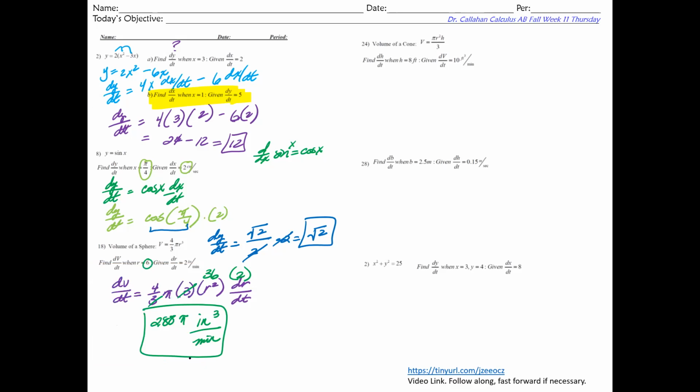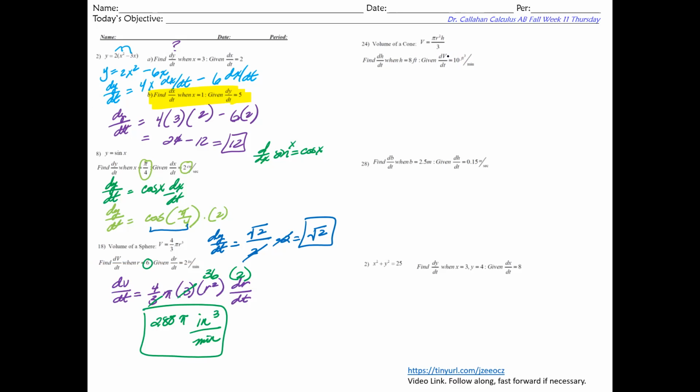All right, let's take a look at number 24. Number 24 says the volume of the cone is, by that equation, find the dh over dt when height is 8, given that dV over dt is 10. Okay, so let's go ahead and substitute first, because your job is to find dh over dt, and clearly you don't have any of that here yet.